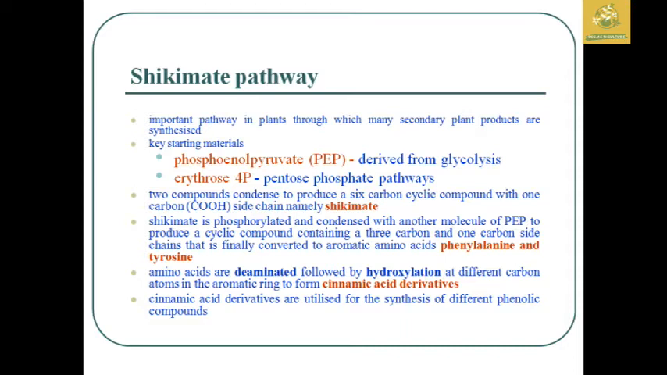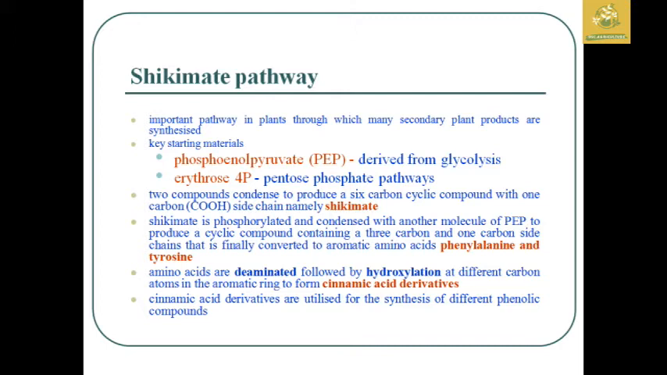I have already told you that the phenolics are usually produced by the Shikimate pathway. The Shikimate pathway is an important pathway in plants, which is the main reason for the production of secondary plant products. The key starting materials for the Shikimate pathway are phosphoenolpyruvate, which is derived from glycolysis, as well as erythrose phosphate, which is derived from the pentose phosphate pathway. These two condense to form a 6 carbon cyclic compound with one COOH group, which is an acid group. That is how the Shikimate pathway usually occurs.